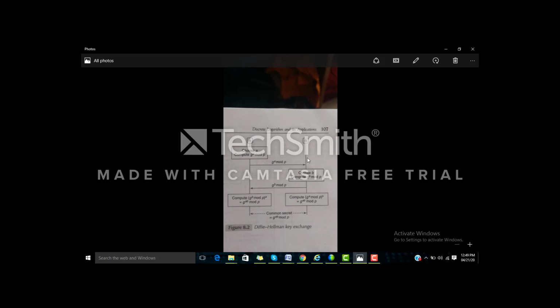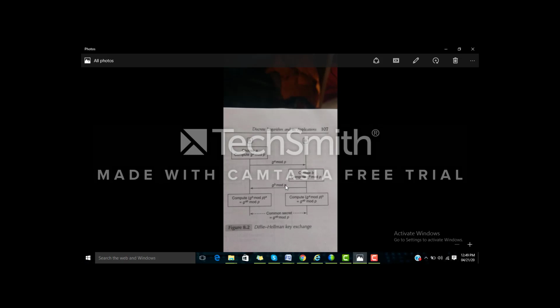Once it calculates this, which is nothing but the partial key creation, it will send it to B. Once this operation is over, B also chooses a random integer b, and this value also should be between 1 to P minus 1. B computes the partial key using the formula G to the power b mod P, and it sends it to A.